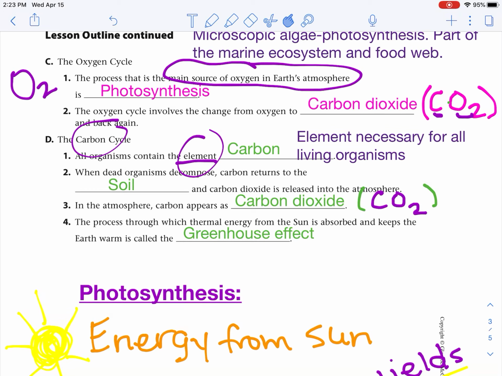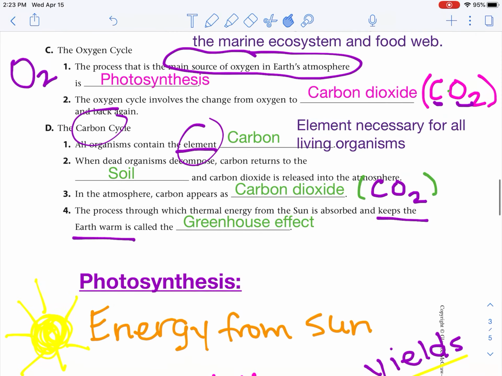The process through which thermal energy from the sun is absorbed and keeps the earth warm is called the greenhouse effect. Well, that's important. This greenhouse effect is what keeps us not too hot, not too cold. It's too much of these greenhouse gases, too much carbon dioxide building up in our atmosphere, too much thermal energy absorbed and retained, that is leading to global warming. But the greenhouse effect is responsible for keeping our earth warm. It's a good thing. Okay.